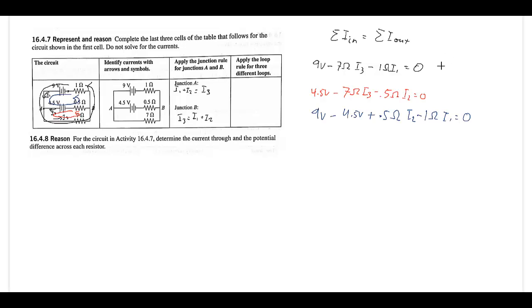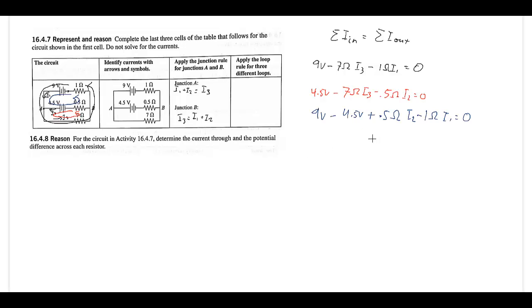Alright, there you have your 3 loops, there you have your 2 junction rules, and so now we can move on to the next portion, which asks us, for the circuit in activity 16.4.7, to determine the current and the potential difference across each resistor. So essentially we need to find the current first, and then we can apply those currents to the different resistors and find the potential difference. So what we have now is 3 equations, technically 4 if you consider the junction rule, and 3 unknowns, I1, I2, and I3.